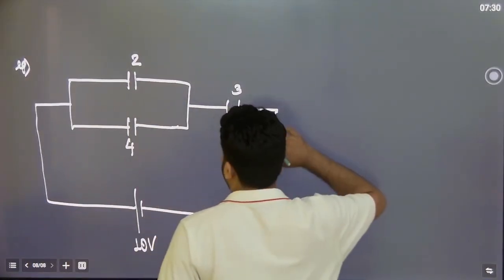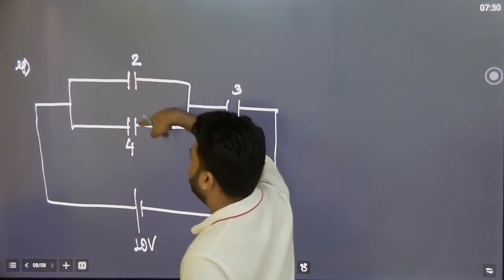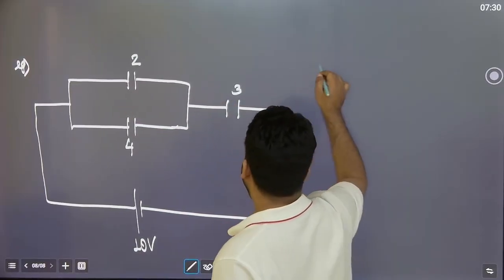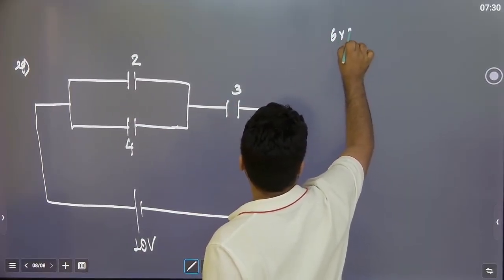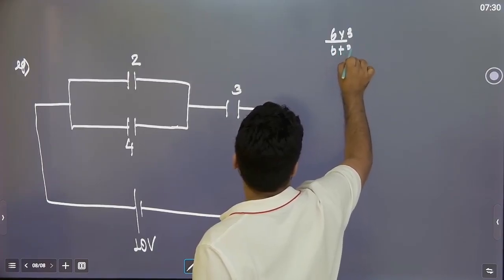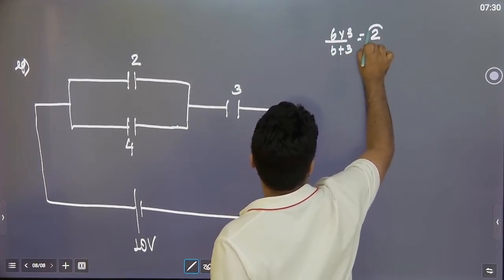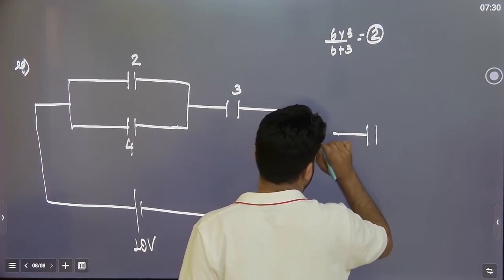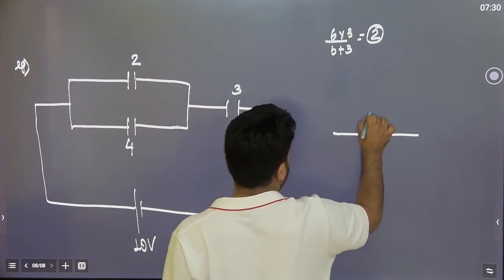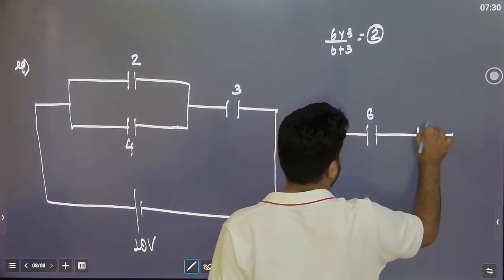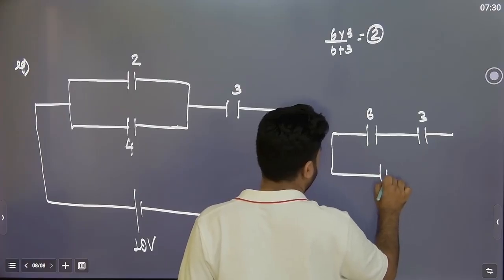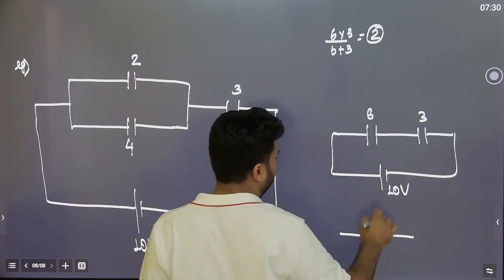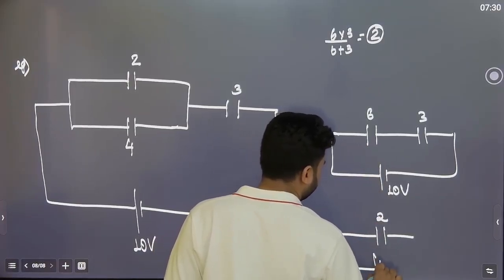So first find C equivalent. Since they are in parallel, 4 plus 2, 6, and 6 and 3 are in series. So 6 and 3 in series means 6 into 3 divided by 6 plus 3. 6 times 3 is 18 divided by 9. So 2. Correct? Means you can draw equivalent like this. Like 2 plus 4, this is 6. Then this is 3. 10 volt. Then finally you can draw 6 and 3 equivalent 2 and 10.